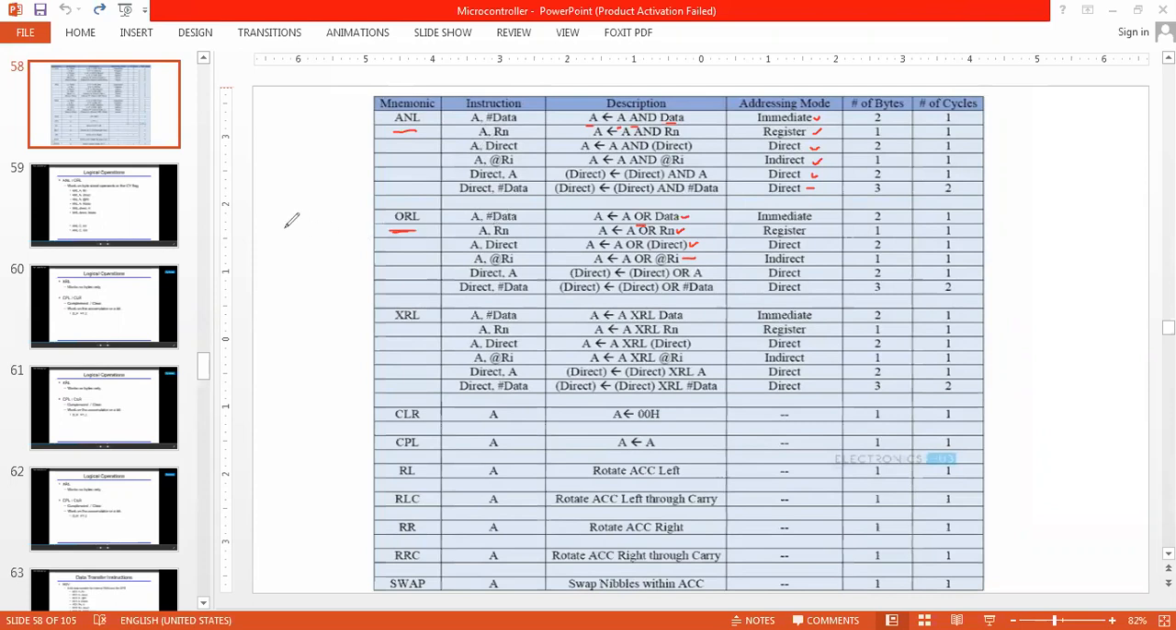Say for an example, A is having 0FH, and I am going to give direct data here, say for an example, F0H. What will be the OR logic between these two? Perform an OR logic between these two data. So what will be the answer?